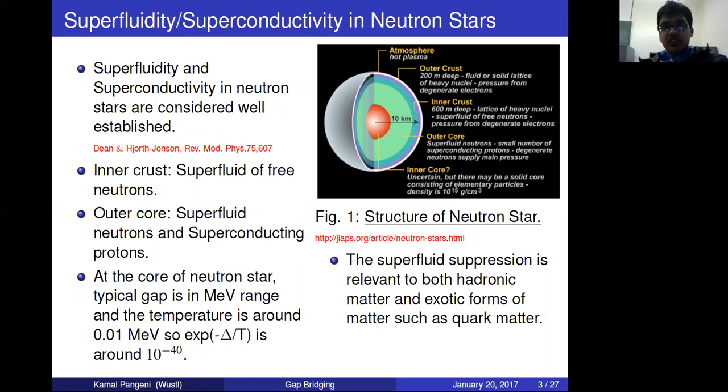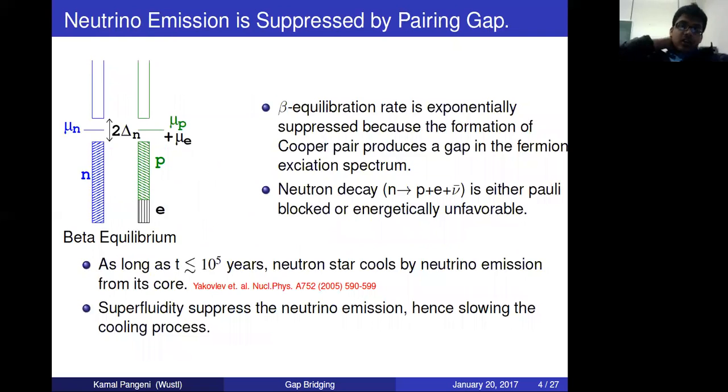In the presence of superfluid matter, all these transport properties are very suppressed. The suppression is relevant in both hadronic matter and even in exotic forms of matter, such as quark matter, if present in the inner core of the neutron star. The presence of this Cooper pairing gap suppresses the beta equilibrium rate, and then it suppresses the neutrino emissivity. That's because the neutron decay is either Pauli blocked or energetically unfavorable.